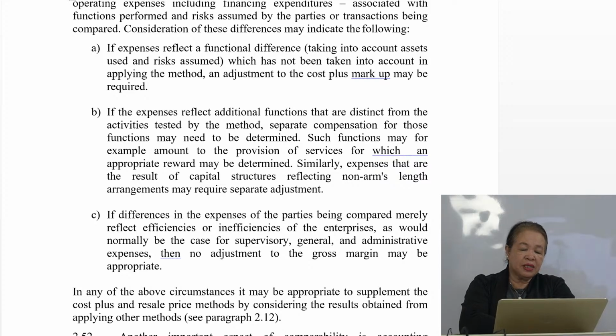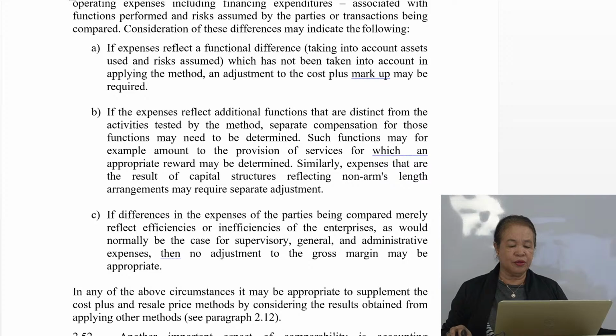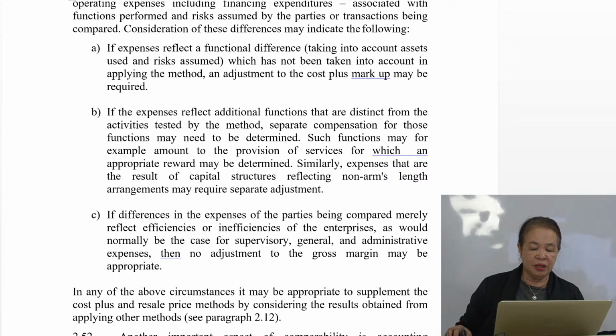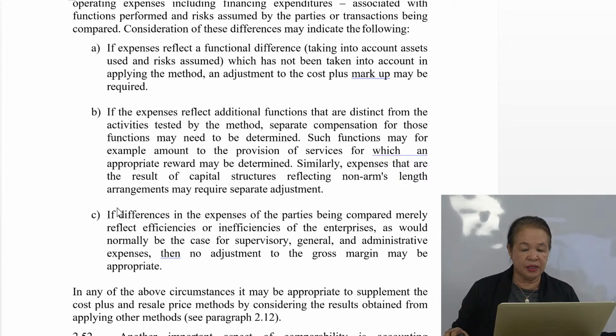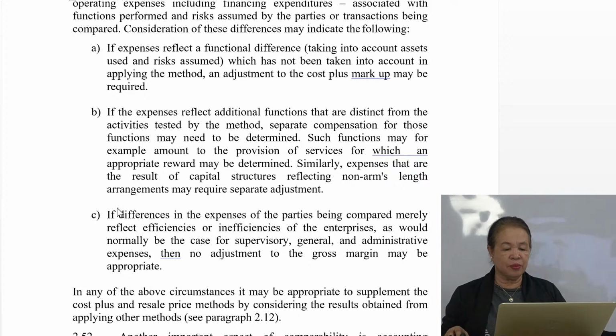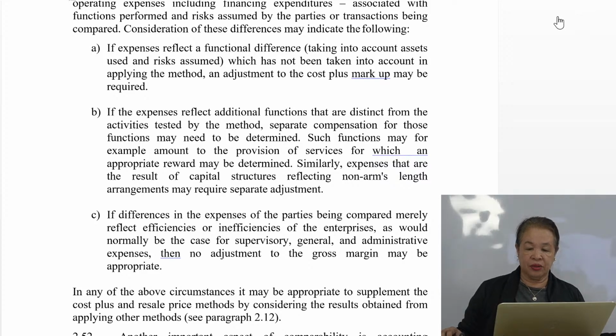If the expenses reflect additional functions that are distinct from the activities tested by the method, then separate those functions need to be determined. Such functions may, for example, amount to the provision of services for which an appropriate reward may be determined. No? Kasi the services rendered should be properly rewarded, no, at arm's length. Similar expenses that are the result of capital structures reflecting non-arm's length arrangement may require separate adjustment, no, if there is any particular situation.